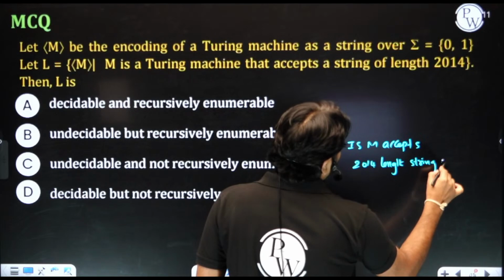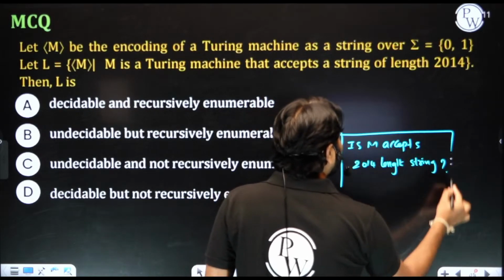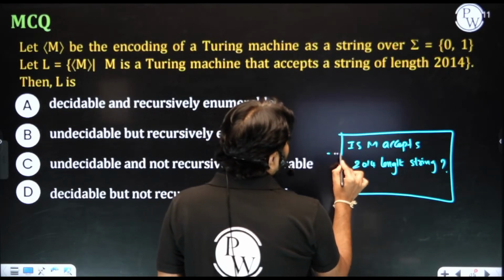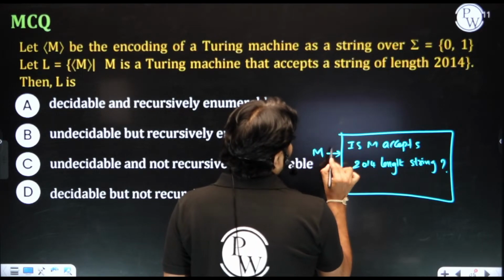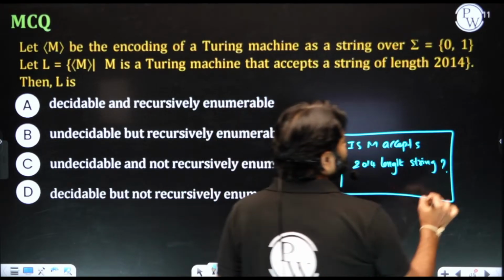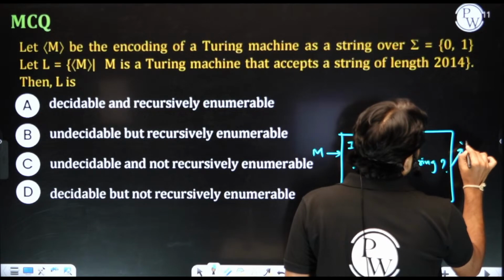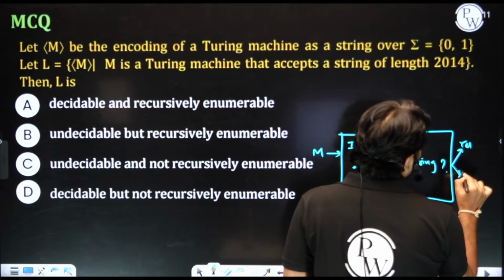Any string is fine. Do you have any? For this, the M is given to you. That's it, M is given. The Turing machine is given. Now you need to say yes or no. Who will have a logic?